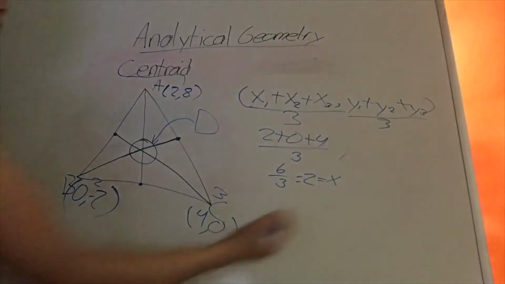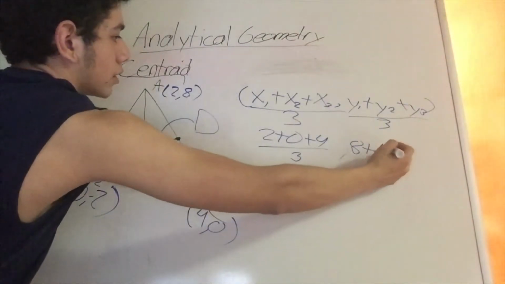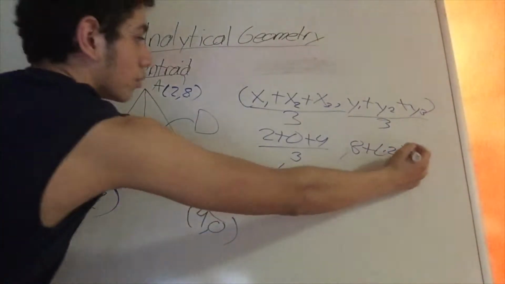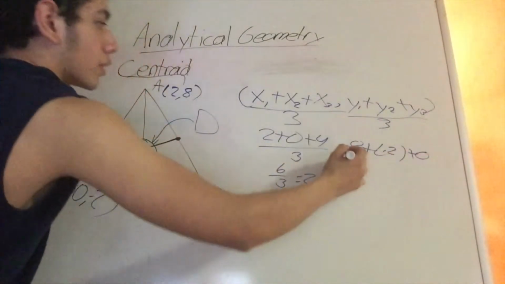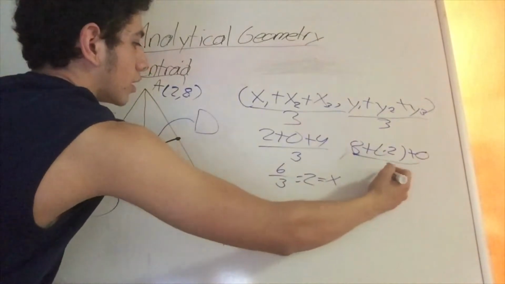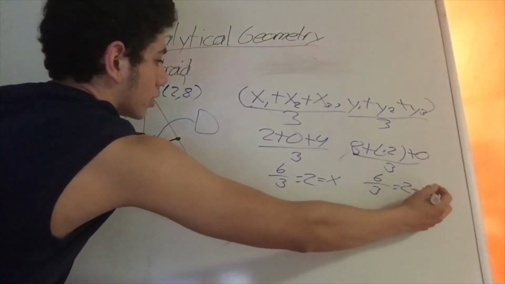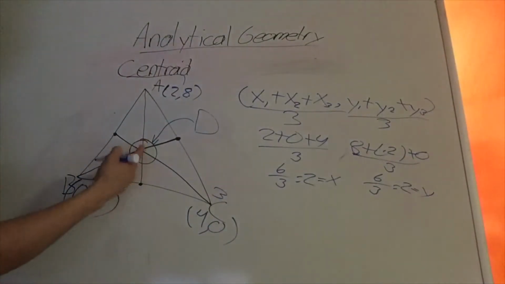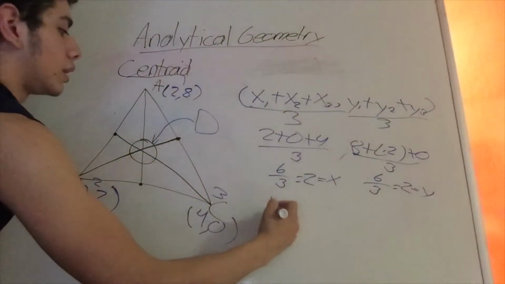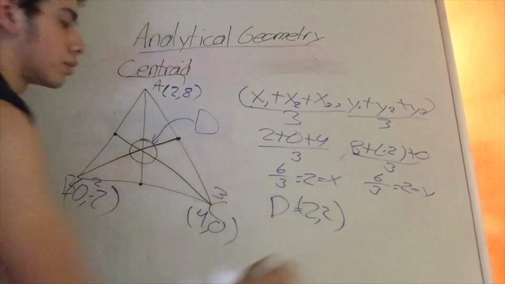And for y, 8 minus 2 plus 0 over 3. 6 over 3 equals 2. So the centroid here, D, would equal (2, 2).